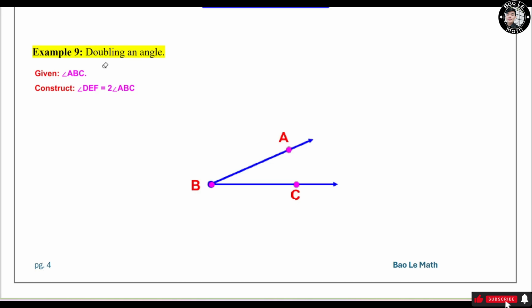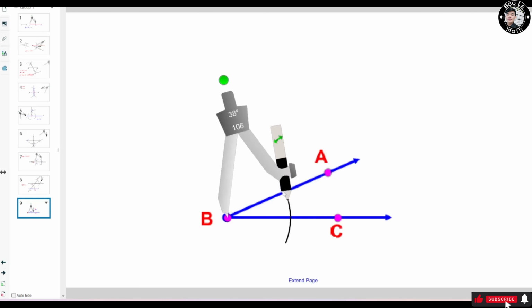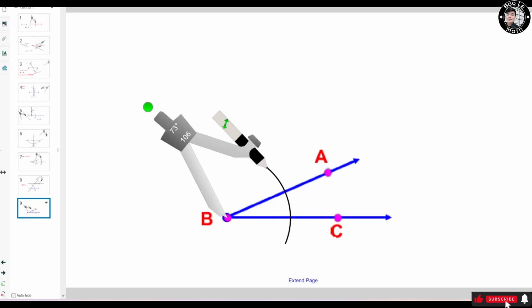Example number 9. We're going to learn how to double an angle. So given the angle ABC, we're going to construct a new angle such that this new angle is 2 times the angle ABC. Right? So how do we do it? We're going to put the compass needle at point B. We're going to open the compass setting. We're going to draw an arc right here. So you have 2 new intersections right here, right? I call this M. I call this N, right?